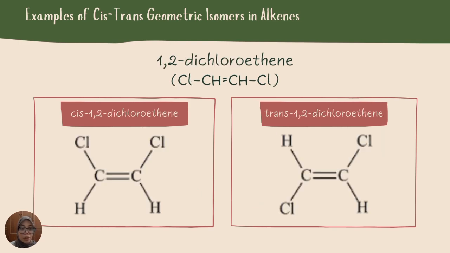The second example is 1,2-dichloroethene. In cis-1,2-dichloroethene, both chlorine atoms are on the same side of the double bond. This creates a bent or V-shaped molecule. But in the trans form, the chlorine atoms are on opposite sides, making the molecule more linear and symmetrical. Because of this difference, cis and trans isomers of dichloroethene have different dipole moments and boiling points.